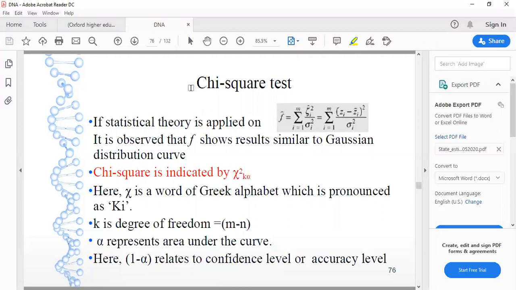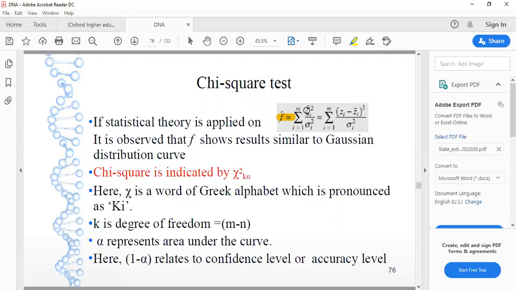detection. If statistical theory is applied, then this formula we have already derived in my session 3, that capital sigma i equals 1 to m. If we have m number of variables, then it should be from measurement 1 to measurement m, and it is an additive sign. So hence it is represented by capital sigma. Capital sigma i equals 1 to m zeta i square divided by small sigma i square.